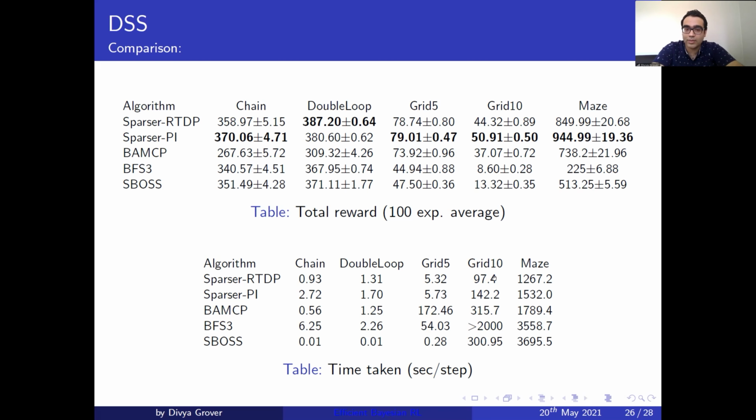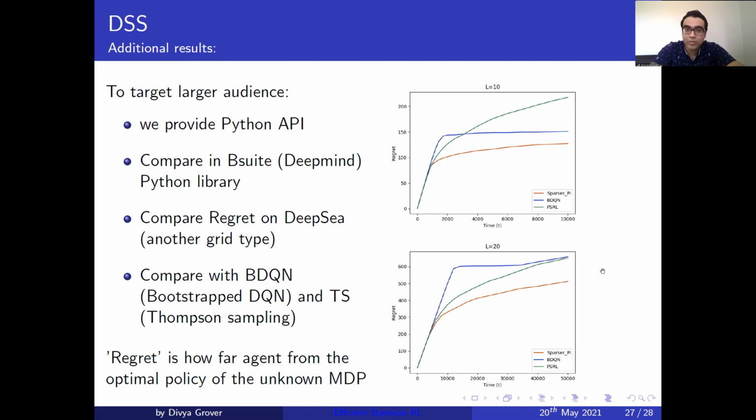And these are the settings with Maze being the largest. I also did it with DQN, so bootstrap DQN and Thompson sampling. These are important, because Thompson sampling is a model-free Bayesian algorithm as well, so it was important to compare with that. And DQN, like deep learning networks, are famous.